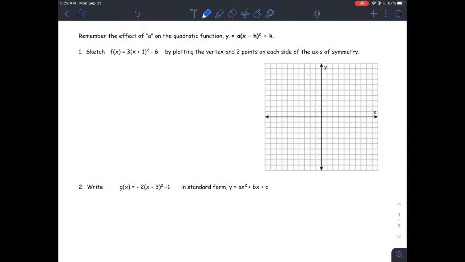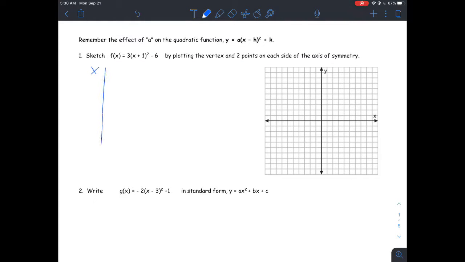So for number 1, it says sketch f of x equals 3 times (x plus 1) squared minus 6 by plotting the vertex and 2 points on each side of the axis of symmetry. So let's go ahead, make our chart here. Looking at this function, we can tell that the vertex is going to be at -1, -6. And what do they mean when they say 2 points on either side of the axis of symmetry? Well, our axis of symmetry is x equals -1. So that just means we want 2 points on this side and 2 points on this side.